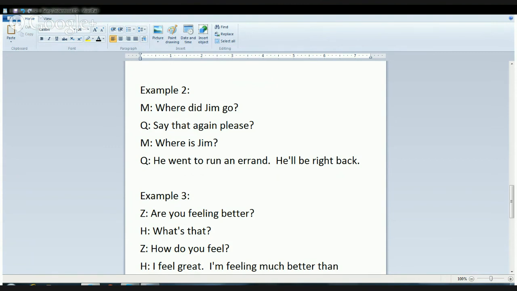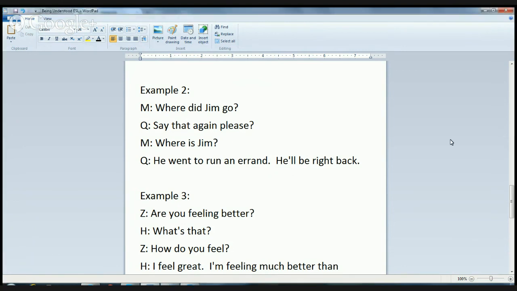Okay, very good. Again, we see rephrasing. In the first one, where did he go? And then, where is Jim? It's a simpler way to ask the very same question. All right, let's try yet a different example.